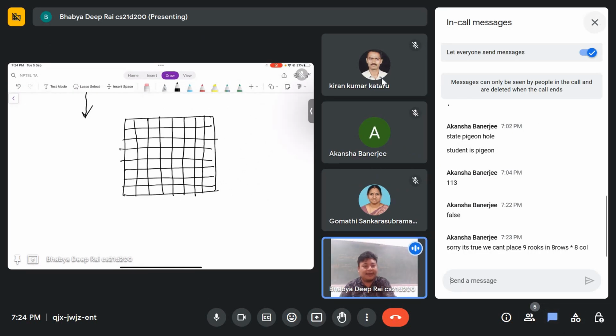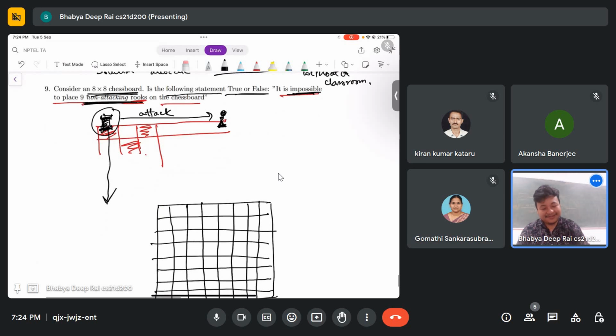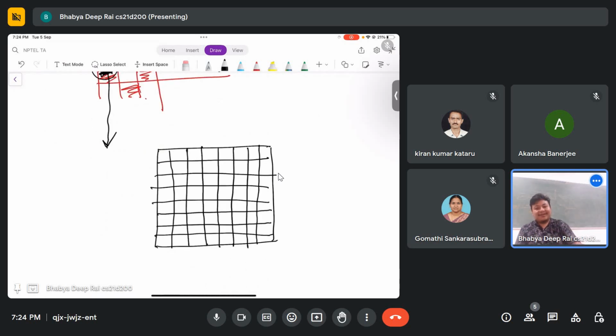Okay. Yeah, Akanksha, you are right. The statement is true. It is not possible to do this. Well, logically, what is the idea that if I place it in any way, they will somehow attack each other.